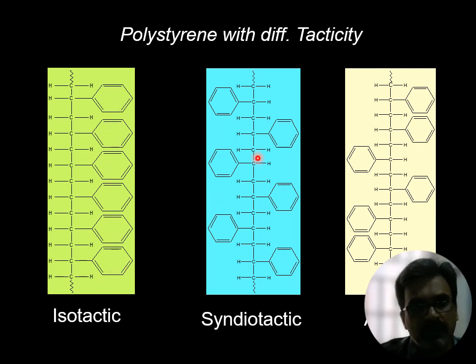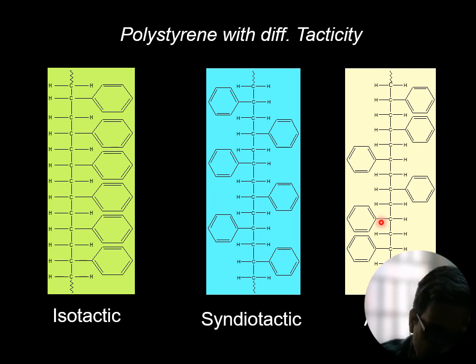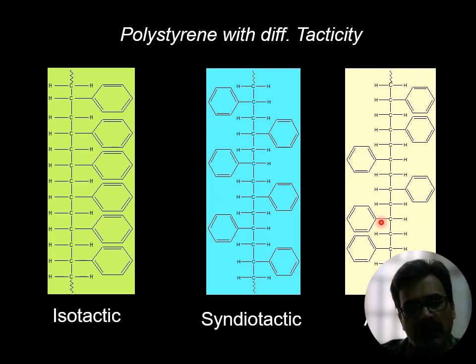You can see in the case of polystyrene, we have an isotactic form where all the styrene units are on one side. Here it is alternate, and here it is very randomized. We call it atactic polystyrene.